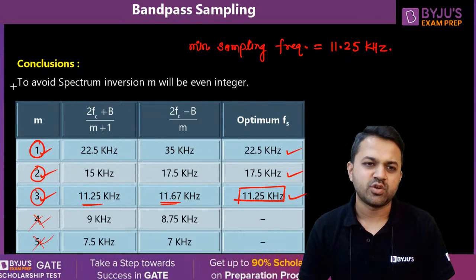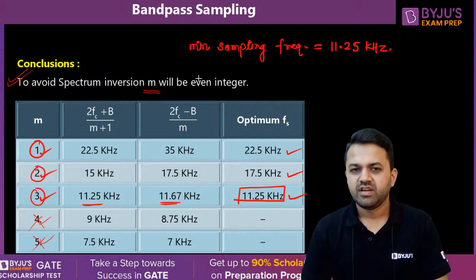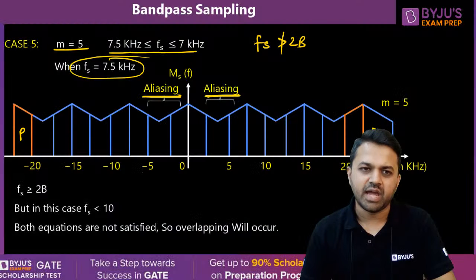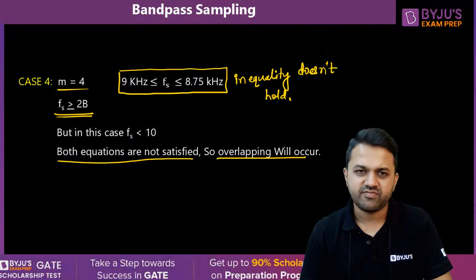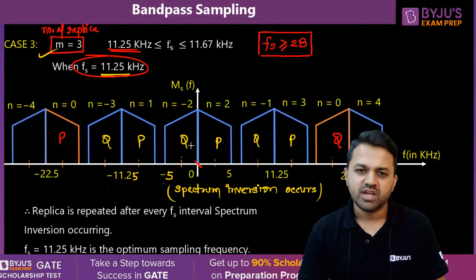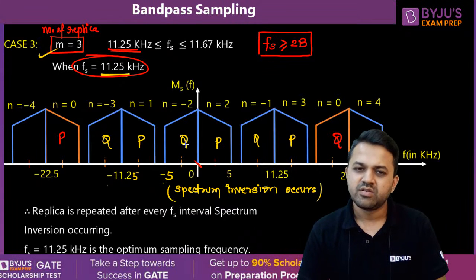Now, one more thing that you might have read here: to avoid the spectrum inversion, the integer m will always be even. It should always be even. When we take m equal to 3, you can see that P has shifted towards the right and Q has shifted towards the left. Even though the sampling frequency is minimum, the spectrum inversion occurred.